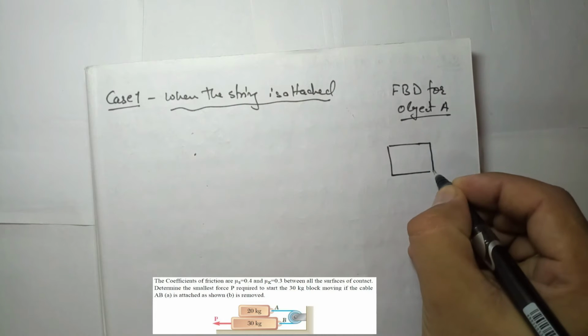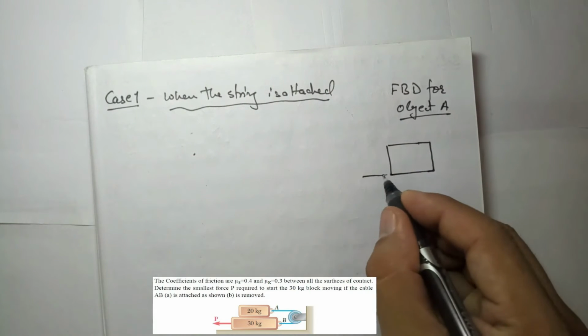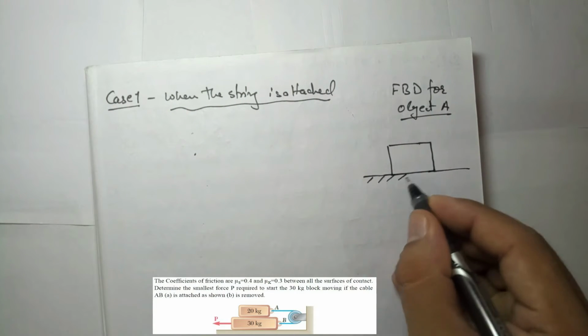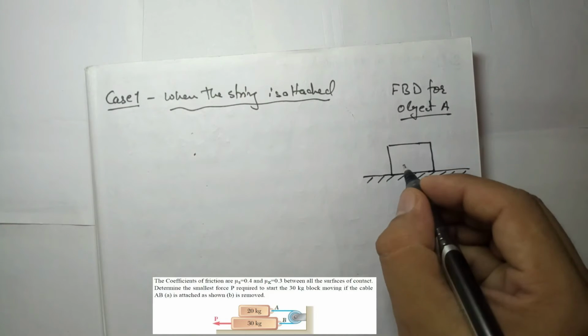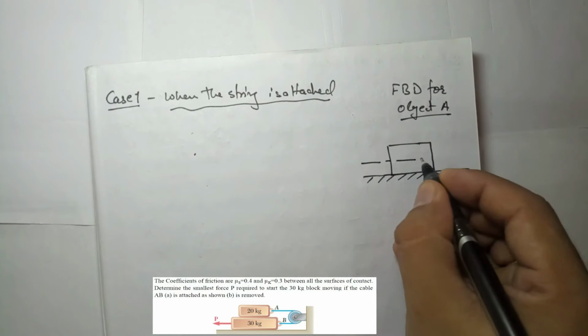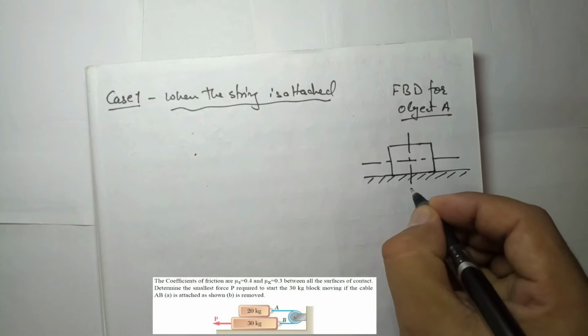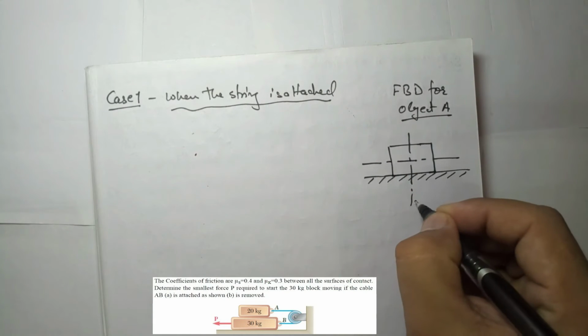Now what is the free body diagram for object A? That object is being placed on a horizontal surface. So how do we draw the free body diagram? We place the same type of object on a horizontal surface. Now what are the various forces acting on this? On a horizontal surface, these are the axes. We consider this x-axis, this y-axis.